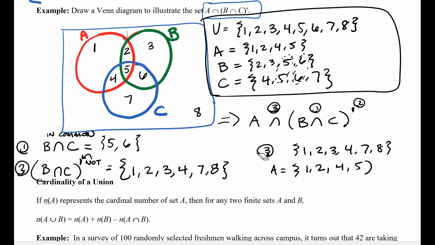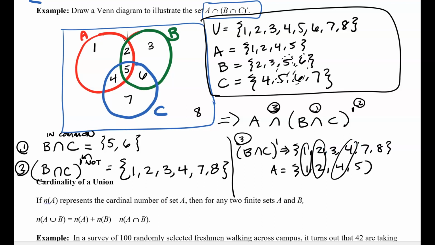And just so it's clear here, I'm going to label this B intersect C complement. Okay, so now I'm going to look at what they have in common. It looks like they have a 2 in common, a 1 in common, a 4 in common. So my final answer, A intersect B intersect C complement, is the set of 1, 2, and 4. So that is my answer.